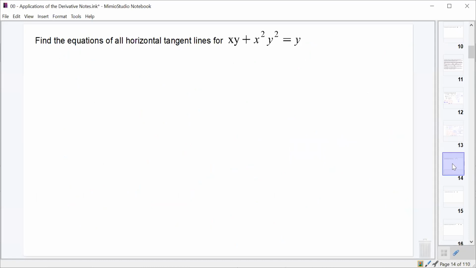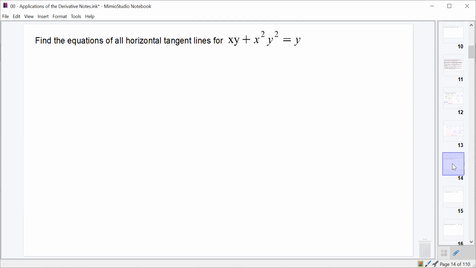All right, let's take a look at another one. We've got x times y plus x squared y squared equals y. This time we're only looking for the horizontal tangent lines, but it still is going to require us to take a look at when the denominator of our derivative is 0 to make sure any possible locations of those horizontal tangent lines don't also make the denominator 0.